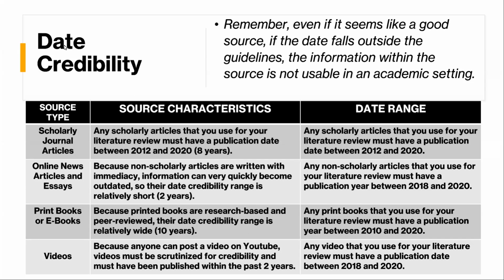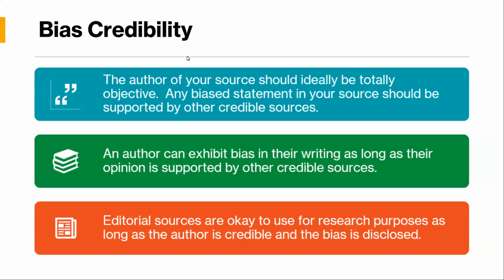So again, the whole point here with date credibility is to make sure that the information you're presenting is accurate and up to date. It's a super important part of credibility. So a lot of students will find an article that they just love and it says everything that they're looking for, but if the date falls outside the guidelines, the information is not usable. I know it's sad, it's a sad day, but it's not usable.